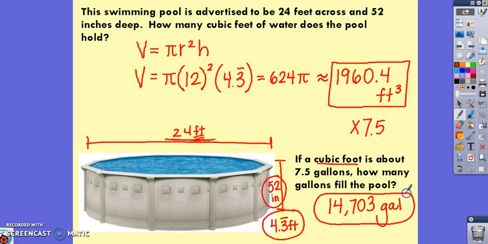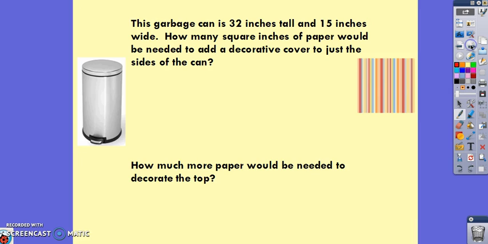You can see why it might get a little expensive to fill your pool each year, because that's a lot of gallons. The only other thing, and maybe we don't need to do an example, but I might ask you just for certain parts of your cylinder. For this one, I'm asking you to cover it with paper. Keyword cover. Is that surface area or volume? Surface area. Fill means volume, so covering is surface area.